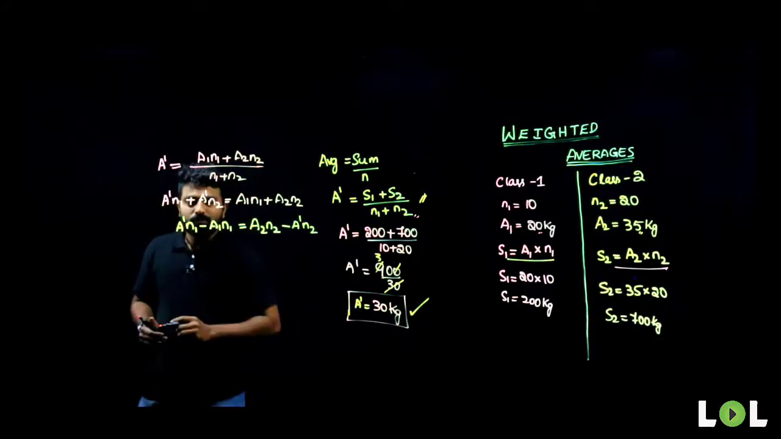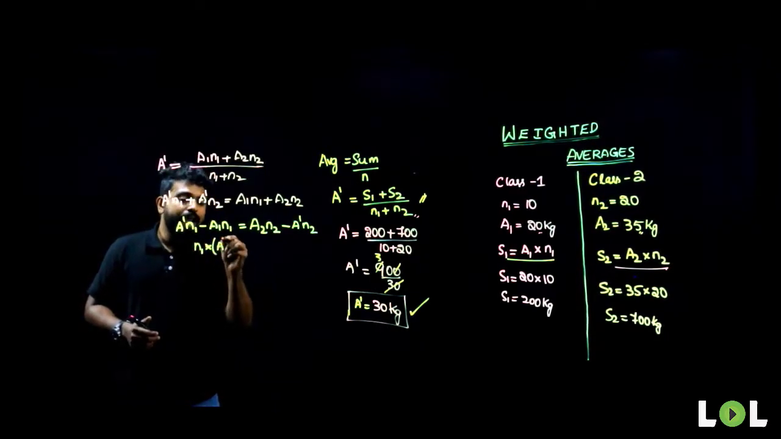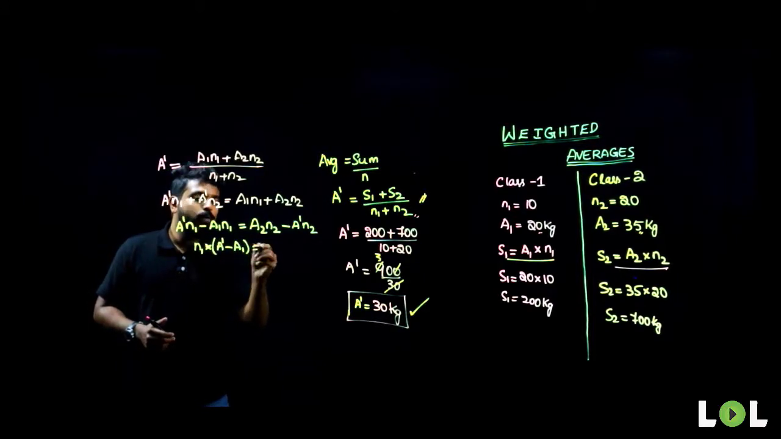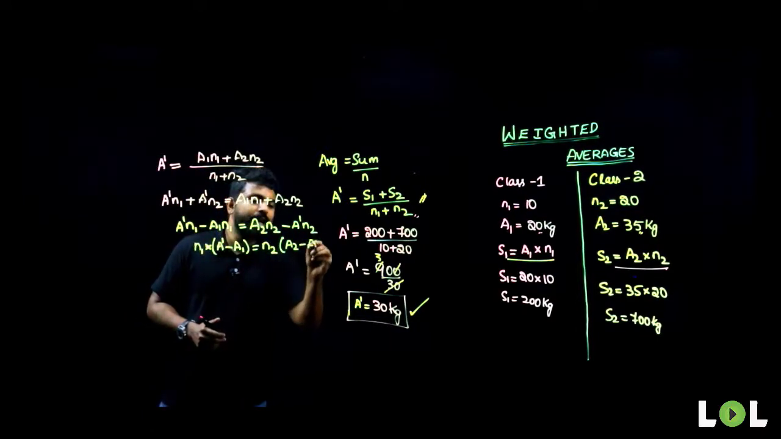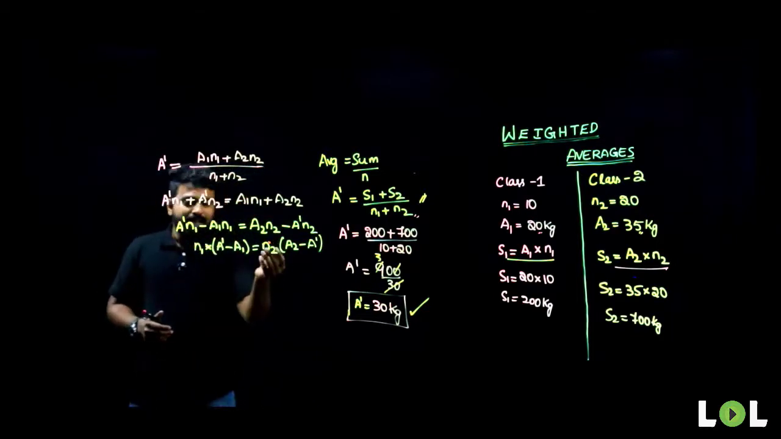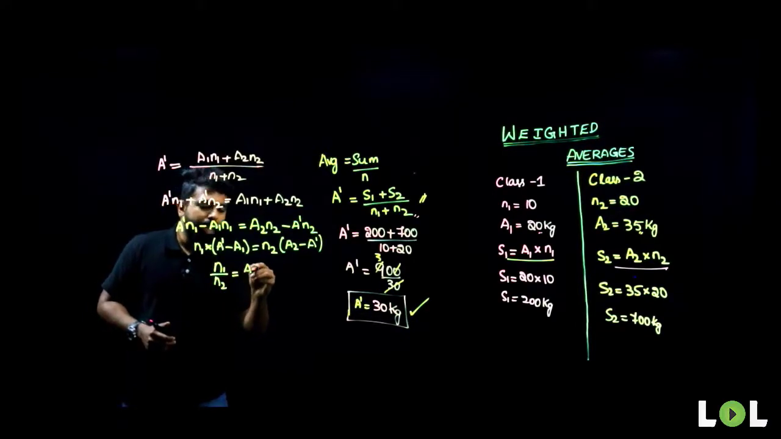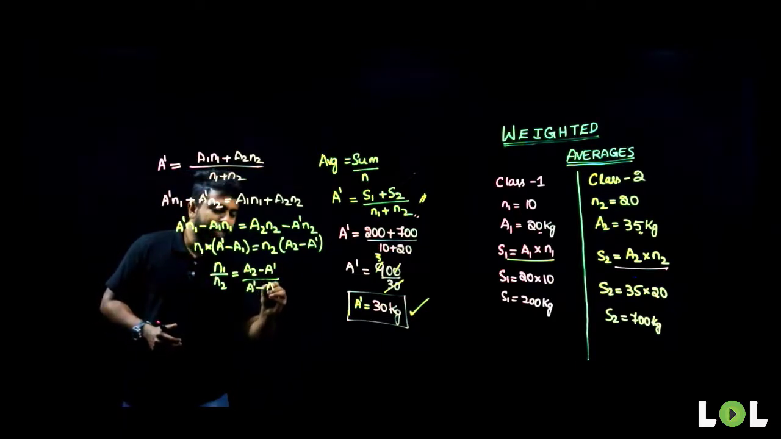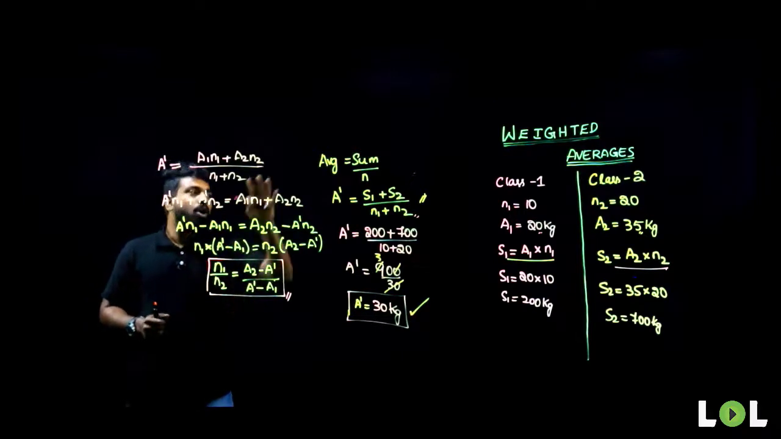Now if I take N1 common from here, what do I get? N1 into A dash minus A1 will be equal to, now I'll be taking N2 common this side, so what will I be left out with? A2 minus A dash. So now if I take N2 to the other side, what do I get? N1 by N2 will be equal to A2 minus A dash divided by A dash minus A1, and this will be the formula or the backbone of weighted averages, and we'll be using the same formula even in mixtures and alligations.